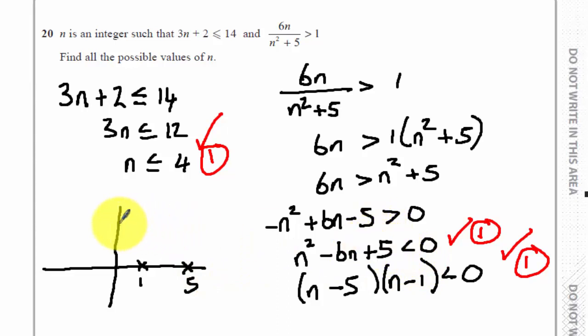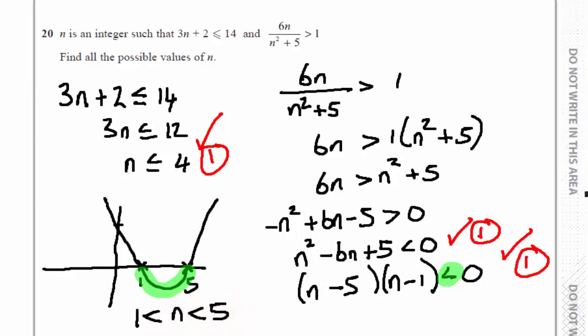And also the intercept is plus 5, so there's plus 5. So this curve is going to look a little bit like that. And what I'm interested in are the bits that are less than 0. So it's this bit here. So my fourth mark is for saying that 1 is less than n, which is less than 5. So to solve this inequality, I have 1 is less than n when n is less than 5.